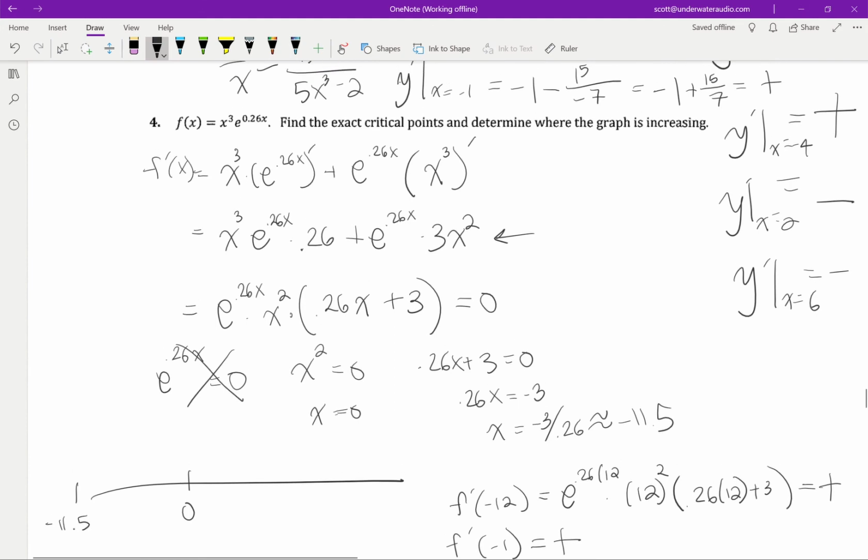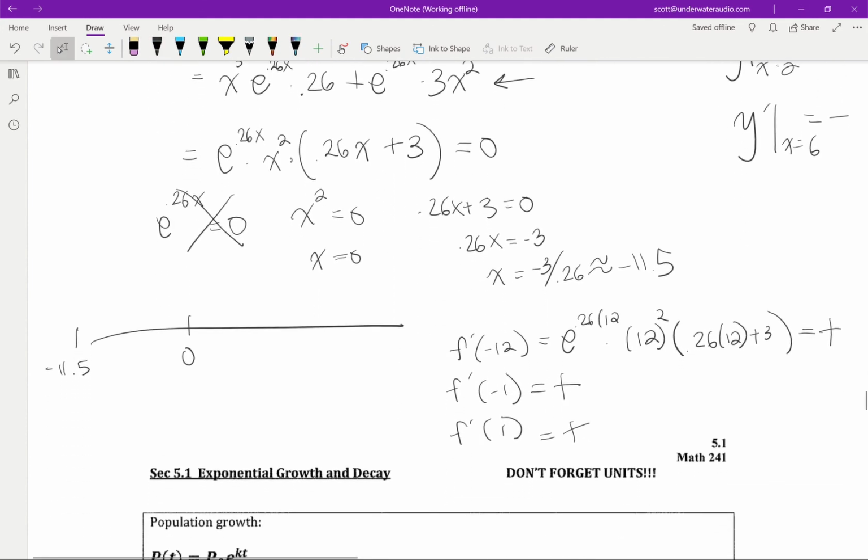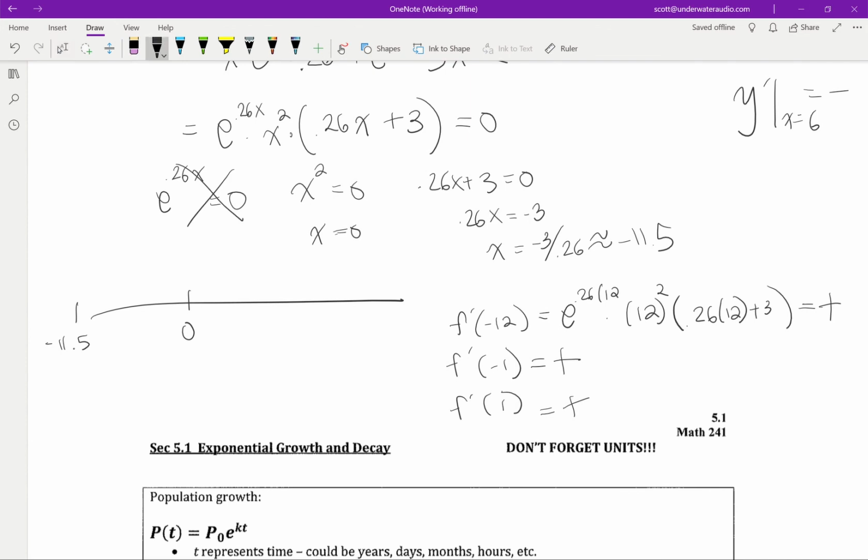So let's see, what's the question? Okay, determine where the graph is increasing. So it's basically everywhere. Well, let's write this somewhere nice. Let's write it down here. So -infinity to the critical point, which is -3 divided by 0.26. And then from that critical point, -3 over 0.26, all the way to 0, and then from 0 to infinity.